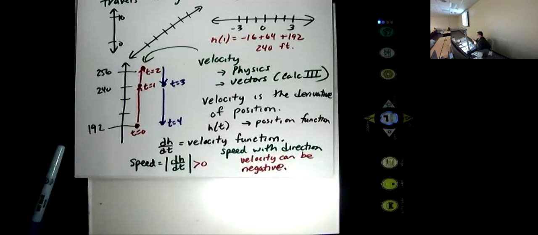I don't know if any of you all are old enough to remember Michael Jackson moonwalking, but he's facing one direction and moving in the opposite direction. He's got a negative velocity. He's going the opposite direction of the direction he's facing.